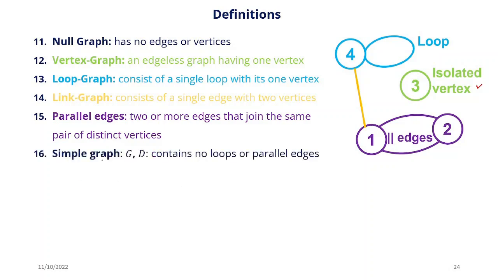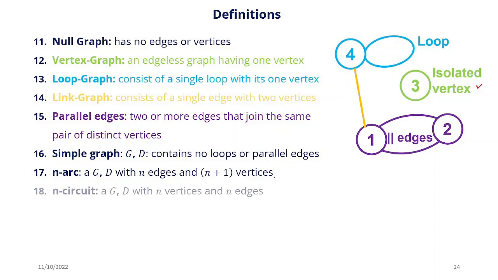Now if we go further to define a simple graph, it is a graph or a diagram that contains no loops and no parallel edges. When a graph does not contain any loop, doesn't contain any parallel edges, we call it a simple graph. And then we describe an arc. An arc is a graph or diagram with n edges and n plus 1 vertices. So the edges are one less than the vertices. We are going to see an example in the next page, so don't worry about the theory now.